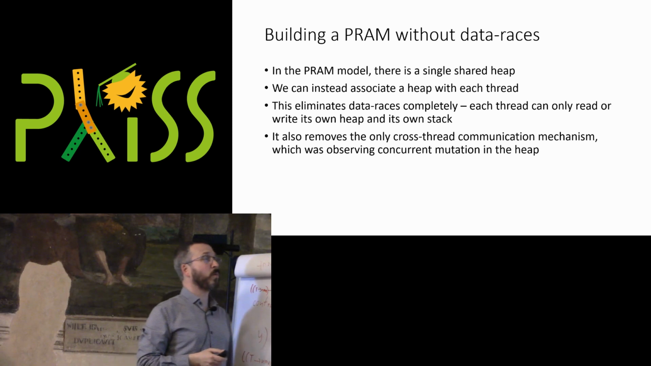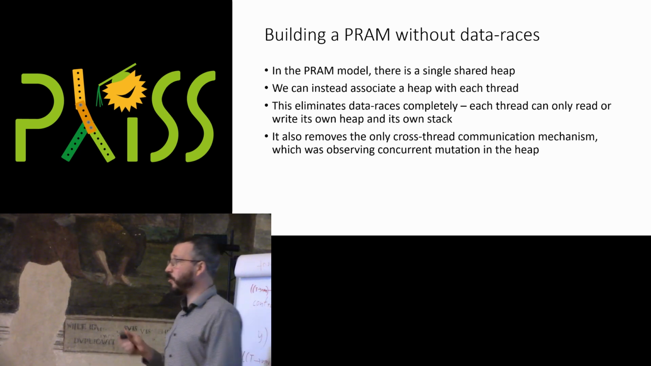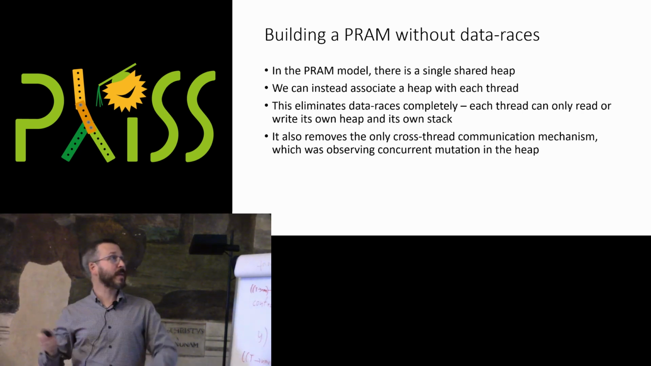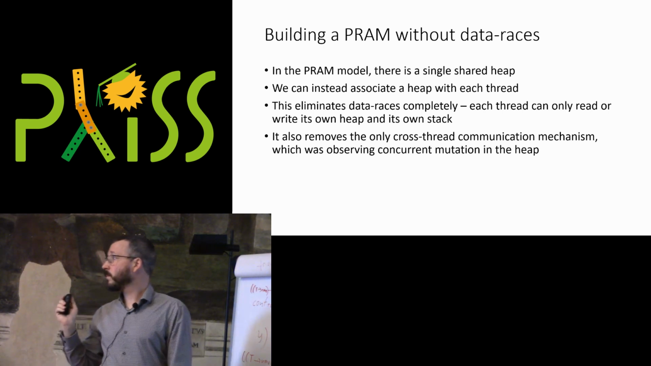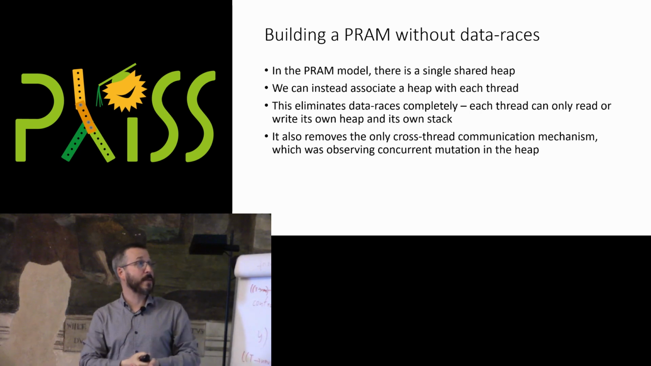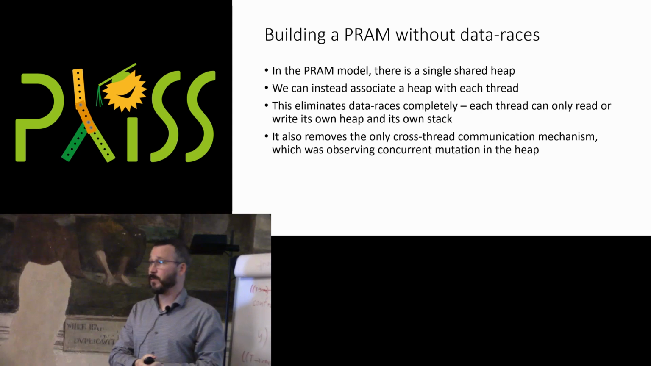So what would we do if we wanted to build a PRAM without data races? In the PRAM model, there's a single shared heap, okay? That's the problem, roughly speaking. We could associate a heap with each thread. That's it. We've eliminated data races. We're done. It's fantastic. Every thread can only read or write its own heap and its own stack. Fantastic. We have a perfect data race-free programming language.